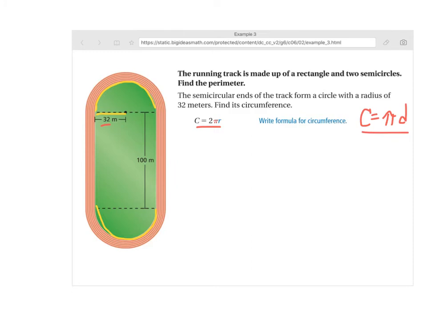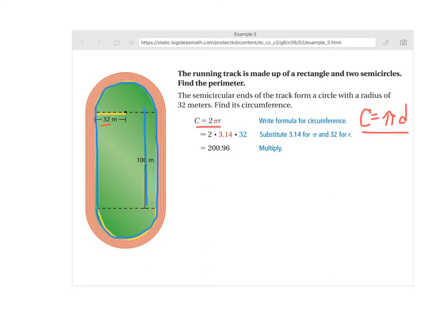So we're going to plug it in. 2 times 3.14 times the radius, which is 32. So you multiply those three together and you're going to get 200.96. Now you're trying to find the perimeter of this whole shape. So this semicircle, then this distance, this semicircle, then this distance. This is the track. Well, you'll see here that this distance is 100. So then you need to add 100 for one side and 100 for the other side. So you have 100 plus 100 plus the 200.96.